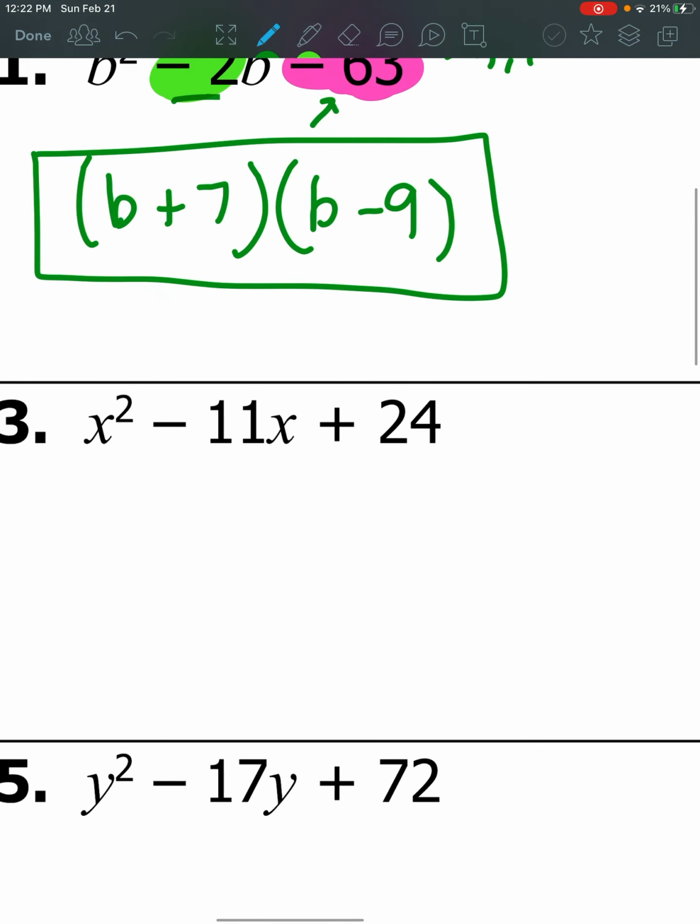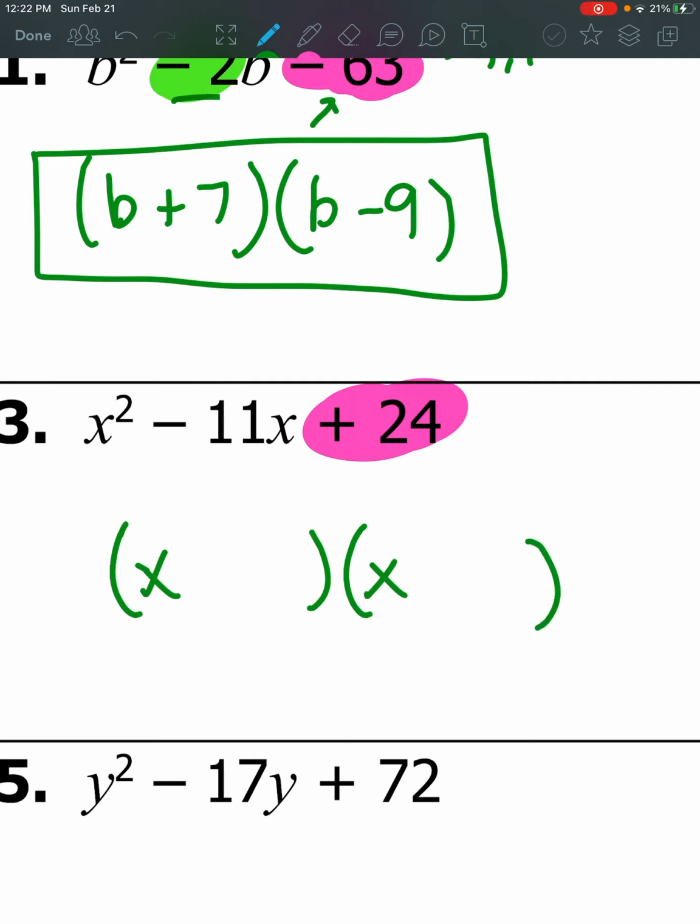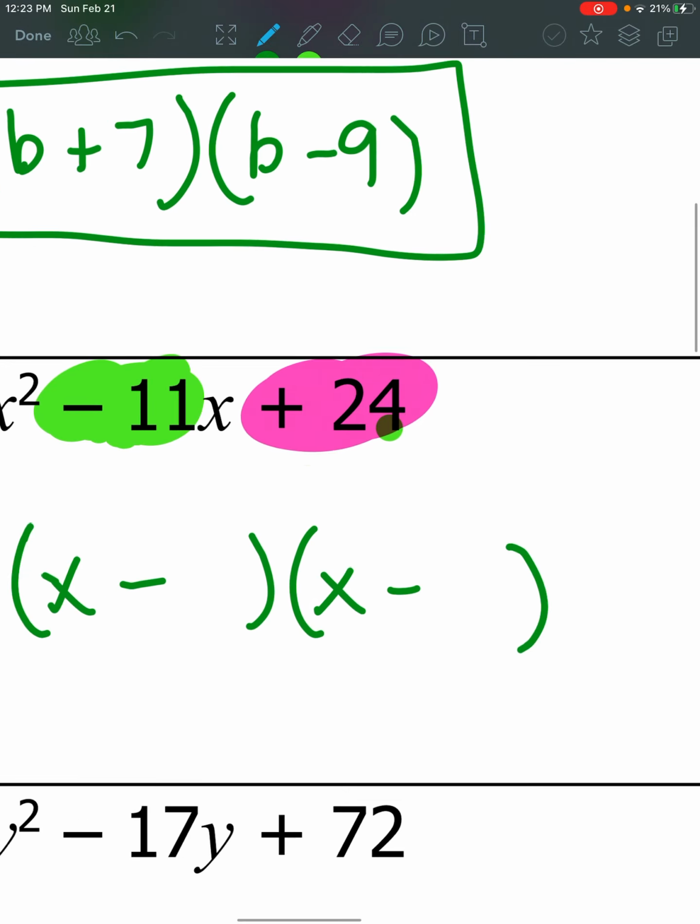Last set, notice here we have our last term is positive. And I've been doing pink. So your C value is positive. So we know, same process, that our binomials are both going to start with x, but you may see that positive and think, oh, they should both be positive then. But look at our middle term, our B term is negative, so we know the only way for that to be negative is if we have a negative times a negative to get a positive in the end. So this last set, both terms are going to have minus signs.